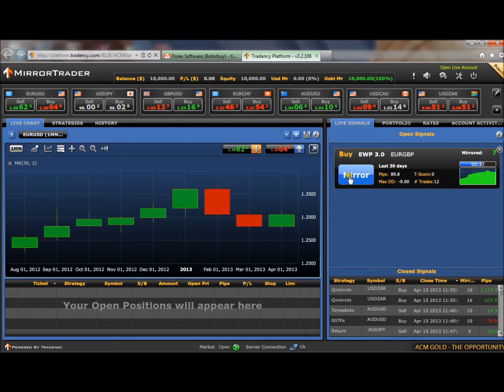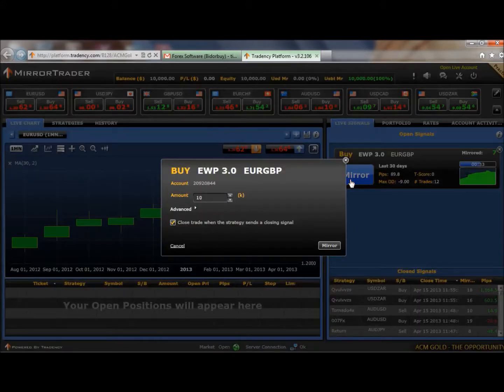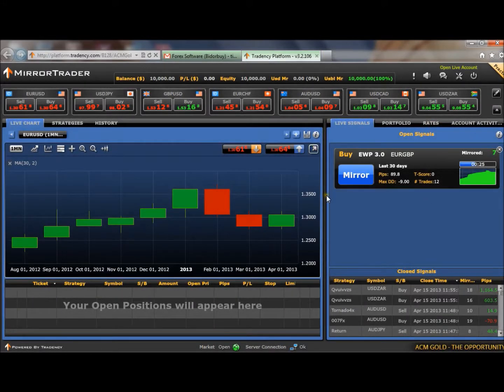So mirror and copy is the same, so you're going to click mirror, and it will ask you again the amount, how big you want to trade, and if you click mirror, that means you will copy him for that trade until he finishes or closes that trade. Everything he does will be copied, but after the trade is closed, you won't copy him again. So this is just for single trades.